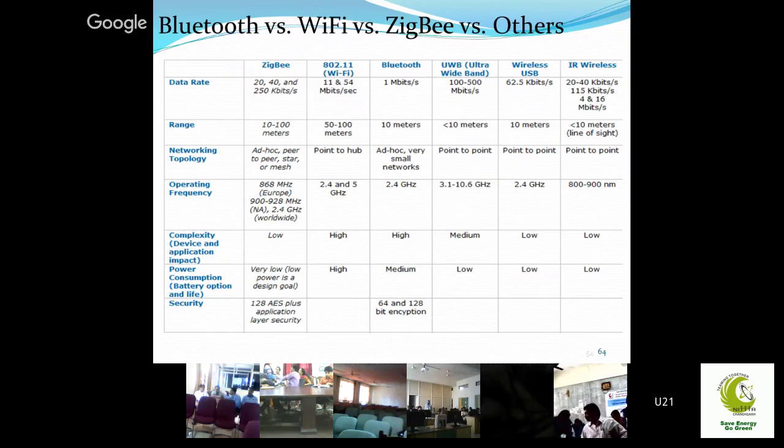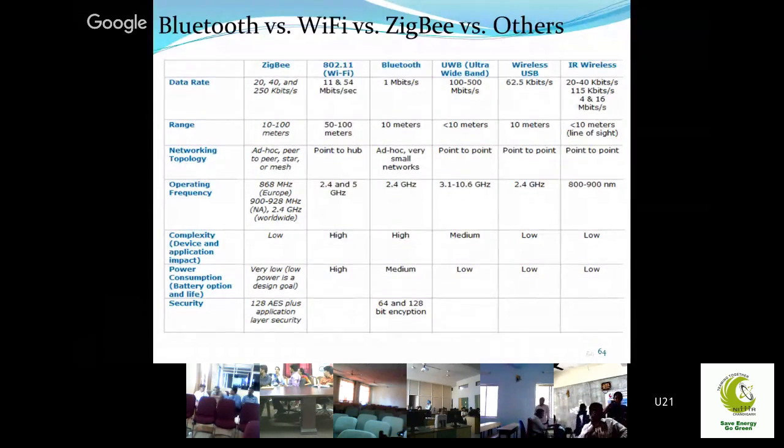This is a comparison of some of the technologies we have just discussed. As you can see, Wi-Fi can support higher data rates, ZigBee can support low data rates. However, the power consumption is quite low in ZigBee.